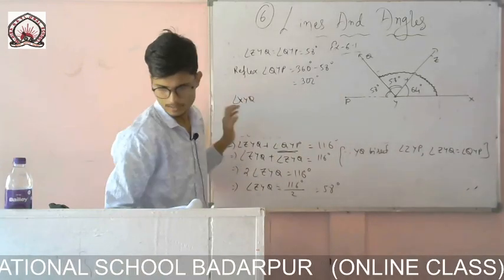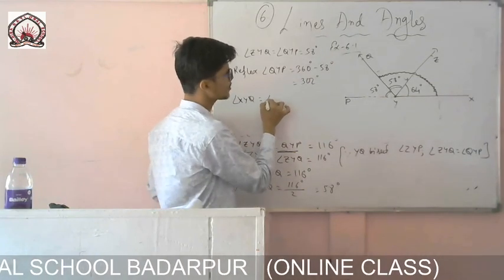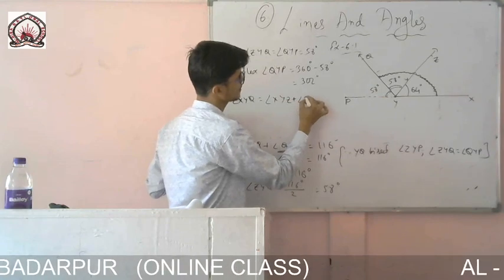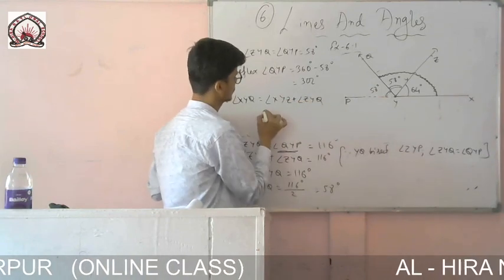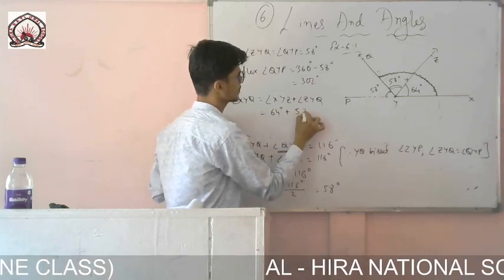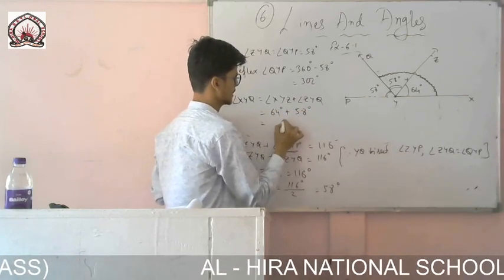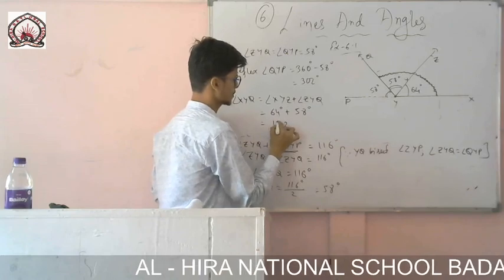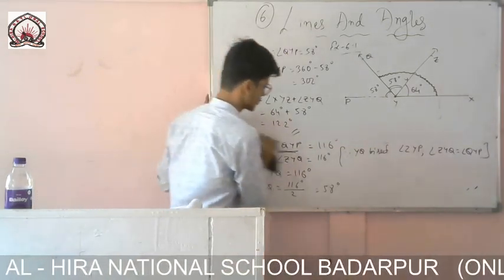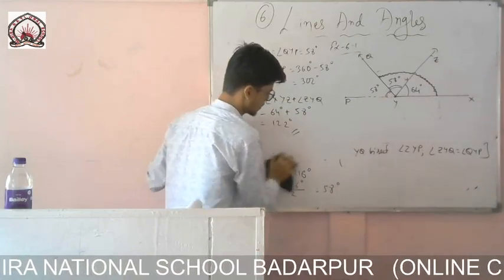XYQ will be equal to angle XYZ plus angle ZYQ. So XYZ is 64 plus angle ZYQ is 58. So 8, 9, 10, 11, 12, 2, 6 is 12, 122 degrees. So this is the end of this question.